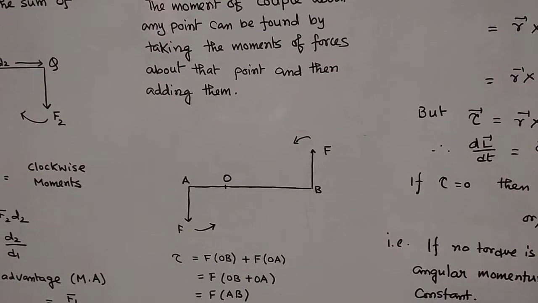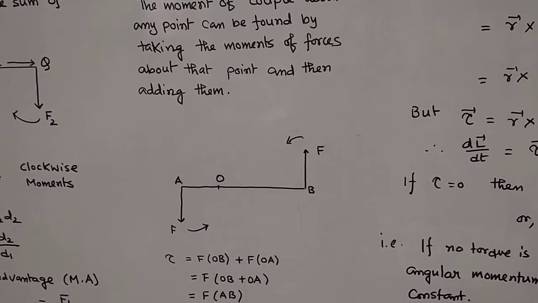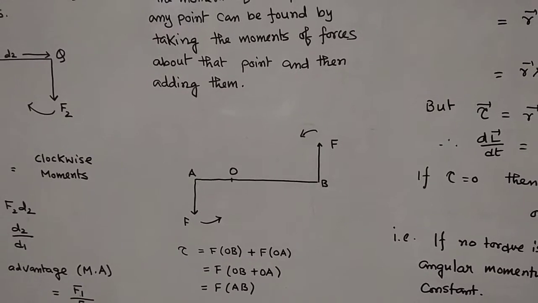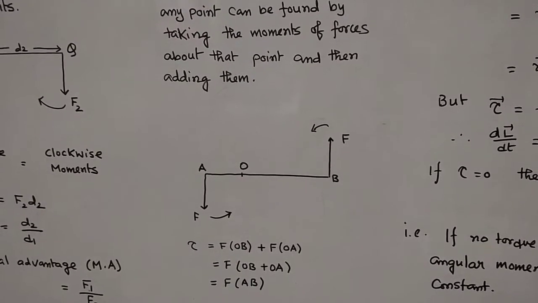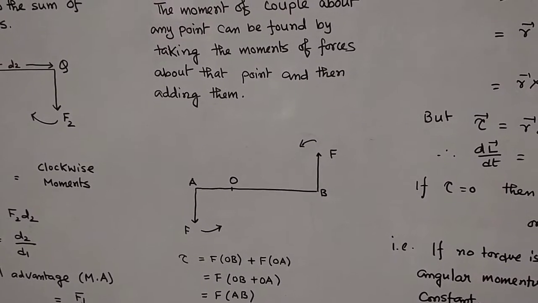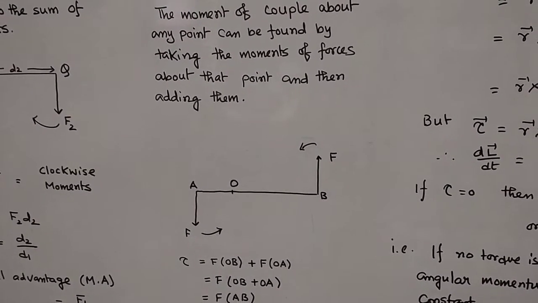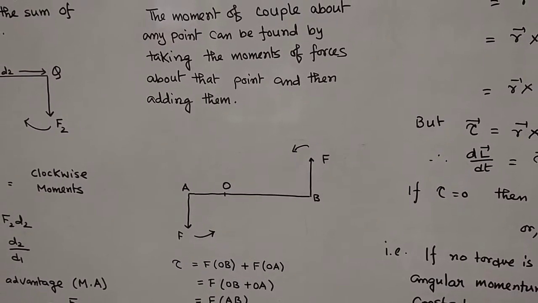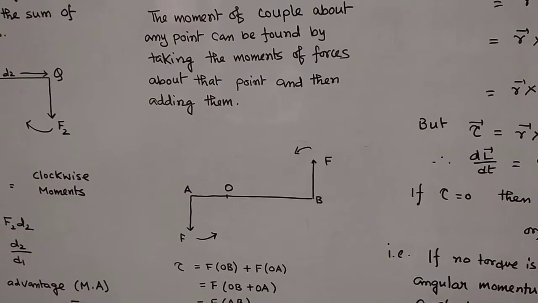So let me consider O is a fixed point, and at two different points A and B, two forces F of equal magnitude but oppositely directed act. If you have to define the torque, or moment of force F which acts at A, then you have to define OA cross F vector.